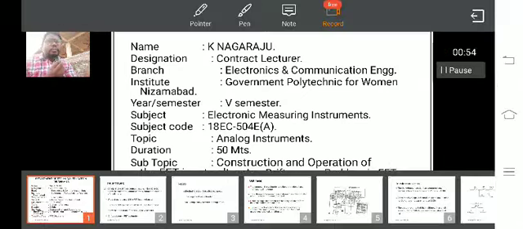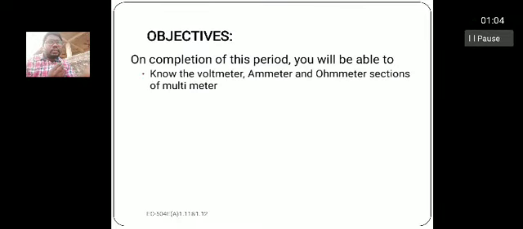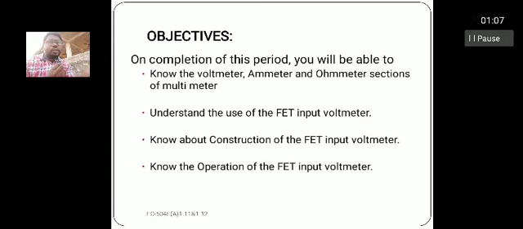Here are the main objectives of this presentation. On completion of this period you will be able to know the voltmeter, ammeter and ohm meter sections of the multimeter. Generally the voltmeter is used to measure the voltage between two terminals of any electrical circuit. We measure the voltage with the help of a voltmeter.